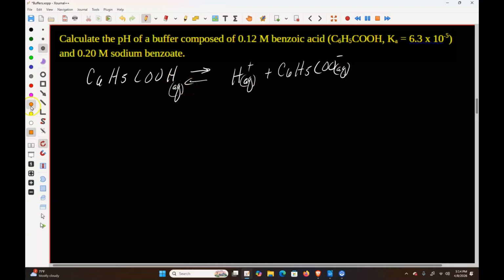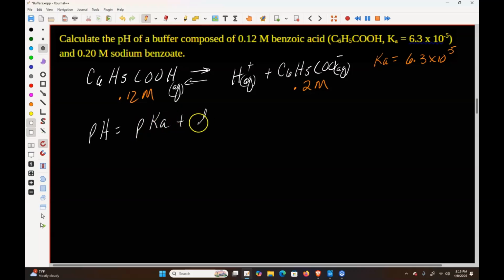What I do when I work these type problems is I label everything. So I have 0.12 molar of this one, I have 0.2 molar of this one. I know that my Ka is 6.3 times 10 to the negative 5. So now I'm just going to plug and chug. So pH is equal to the pKa plus the log of the base over the acid.